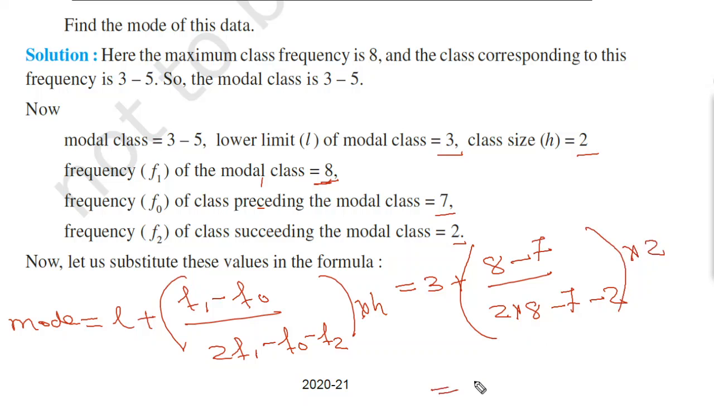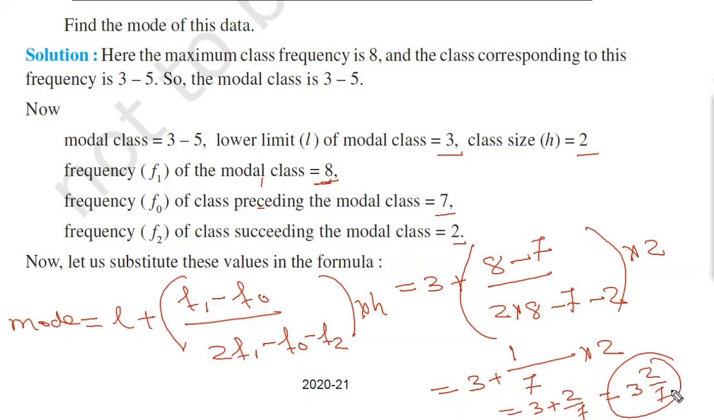Now we'll find it: 3 plus 8 minus 7 is 1, divided by 2 into 8 is 16, minus 7 is 9, minus 2 is 7, into 2. Now it will be equal to 3 plus 2 by 7, which is 3 whole 2 by 7. Now you can find the decimal expansion of it. It will be the mode of the data.